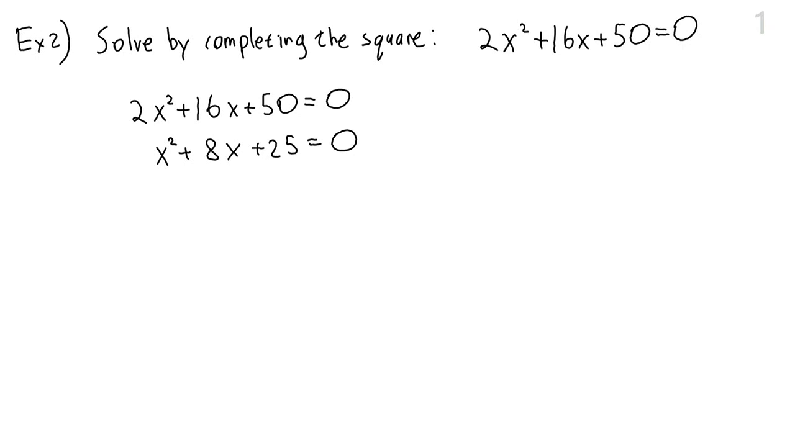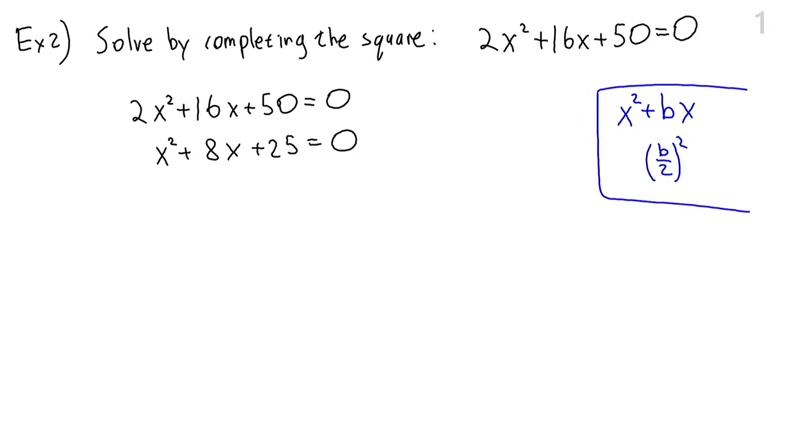The reason I do this is when I need to complete the square, I need to have the coefficient of x squared be 1. If it's not 1, it's a bit more difficult to do the completing the square. So again, remember, if I have a binomial x squared plus bx, I need to add b over 2 squared. This is the completing the square operation.